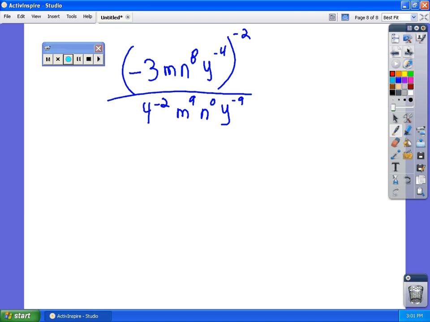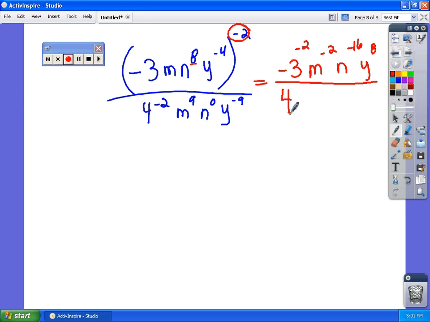And the last one, which seemed to be the hardest one, you first have to distribute this -2, remember, to everything, but we don't solve it because you cannot solve a negative exponent. The n becomes -16 because 8 times -2, and then the y becomes +8. I'm going to bring down the 4 to the negative second. Remember, you can't solve it because it's a negative exponent.